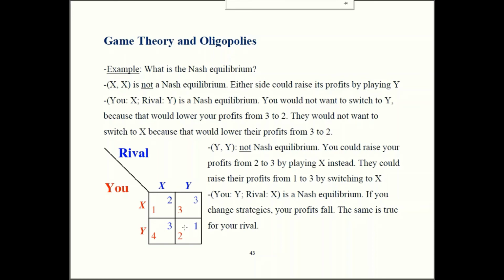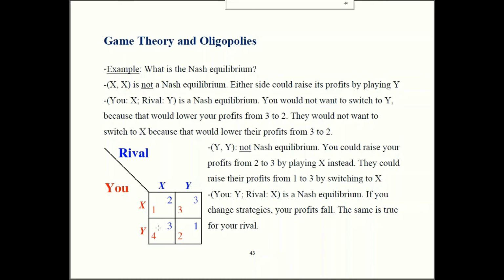Similarly, they also have incentive to deviate. So if we're at YY and they start playing X while you keep playing Y, their profits go up from 1 to 3. So they also have incentive to deviate, this is unstable. So YY is also not a Nash equilibrium.